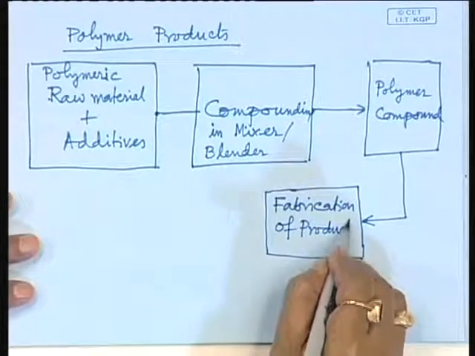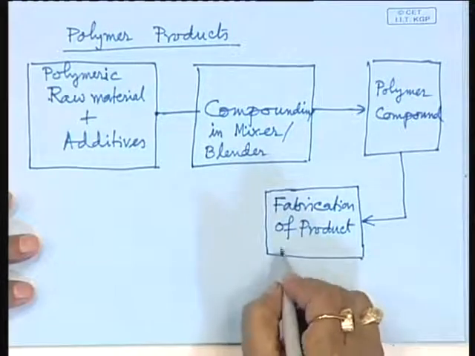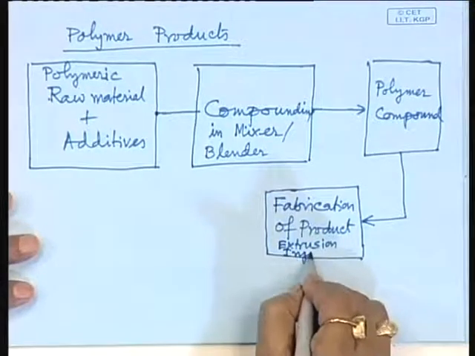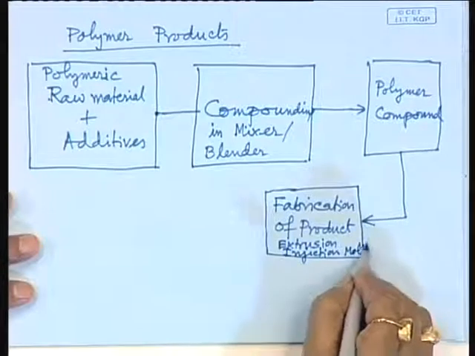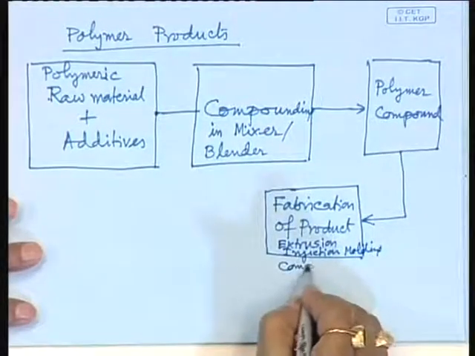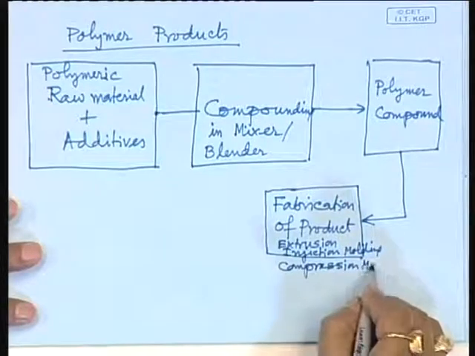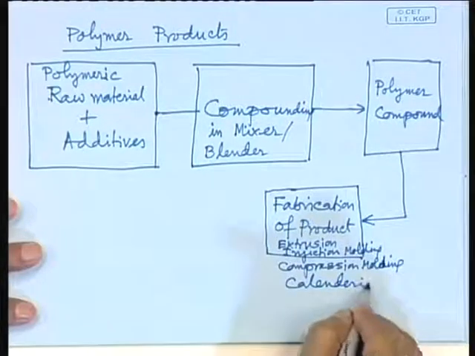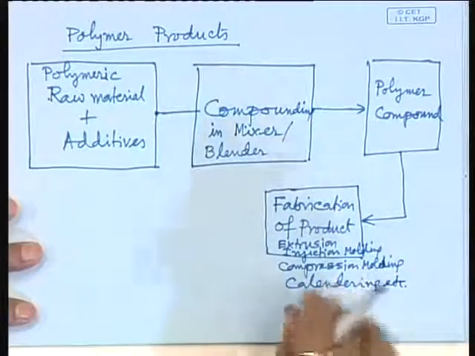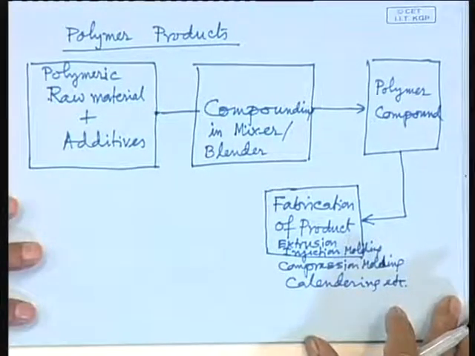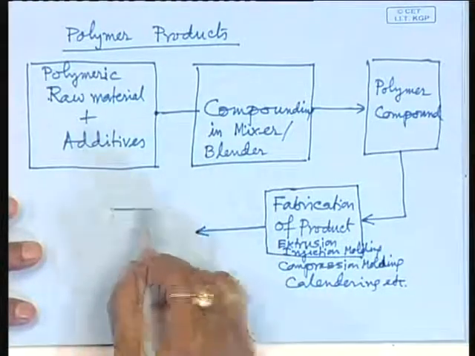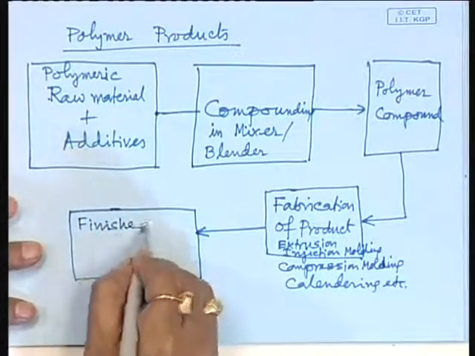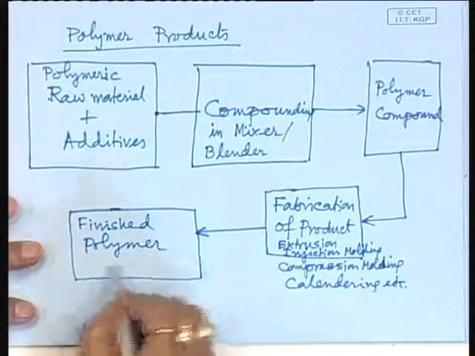fabrication of product. Now, this actually may be, say, by extrusion, injection molding, compression molding, calendaring, etc. There are various techniques we will discuss later in detail. So, we get a finished polymer product.